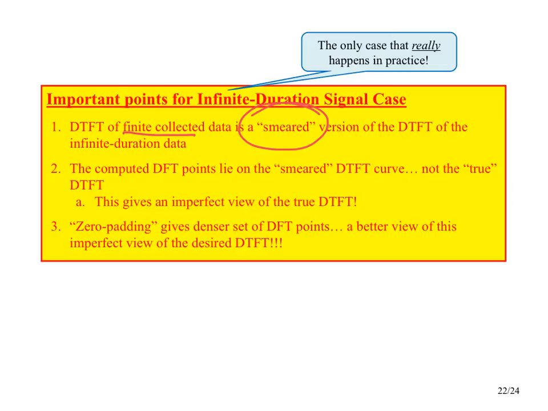So the DFT points lie on the smeared DTFT curve, not on the true DTFT curve. And then zero padding gives us a better view of this imperfect smeared DTFT. So if the smeared DTFT is crap, the more we zero pad, the better we'll see that crap. Is one way to think about that.